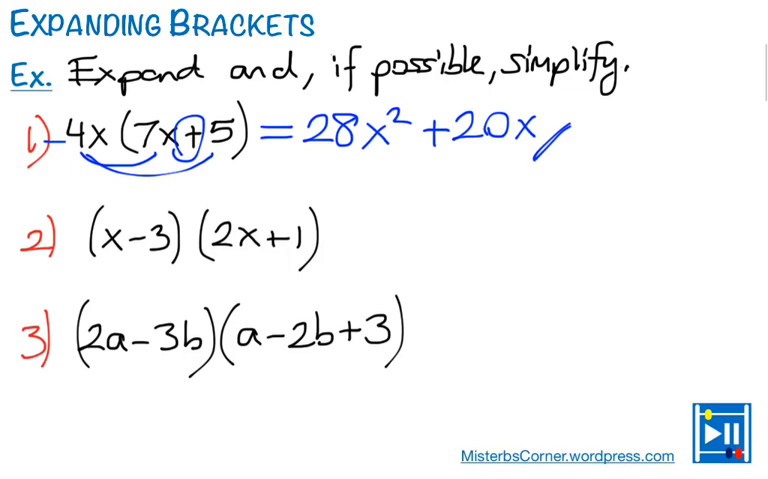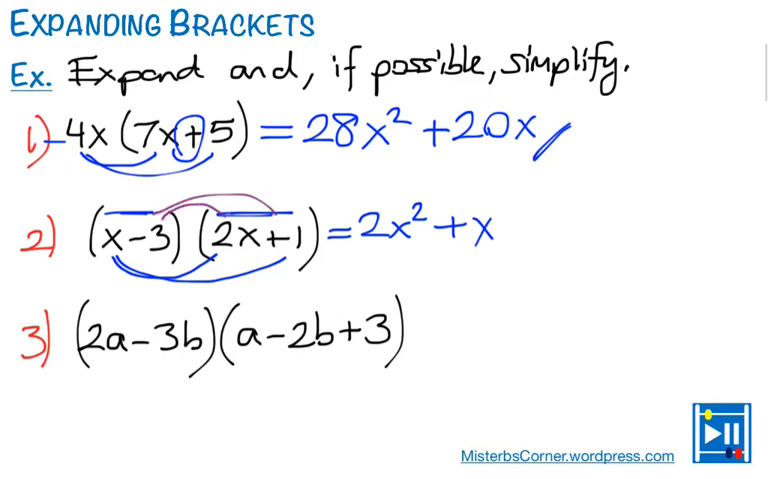There's no simplification. Now, if I start with this one, now I have 2 terms here, 2 terms here, right? So I have to do the multiplication of the first term in the first bracket with all the terms in the second bracket. Now, that's going to be x times 2x, 2x squared. X times 1 is x, so it's plus x. Now is the time for the second term with all the terms in the second bracket. So it's going to be minus 3 times 2x, so it's minus 6x. Minus 3 times 1 is minus 3.